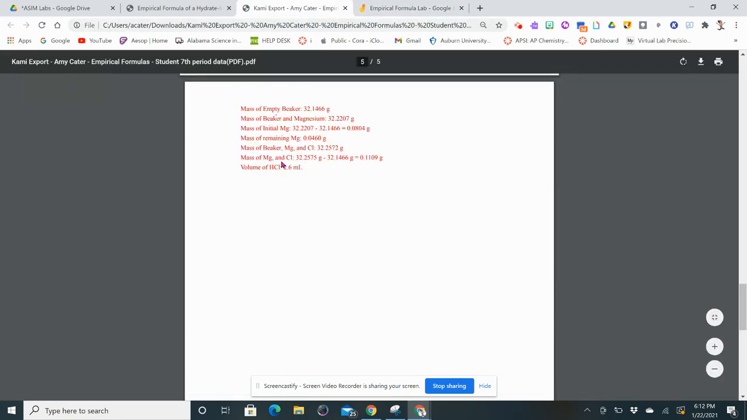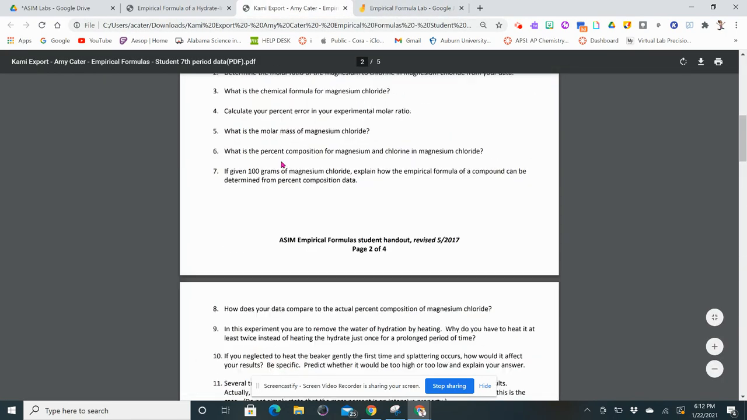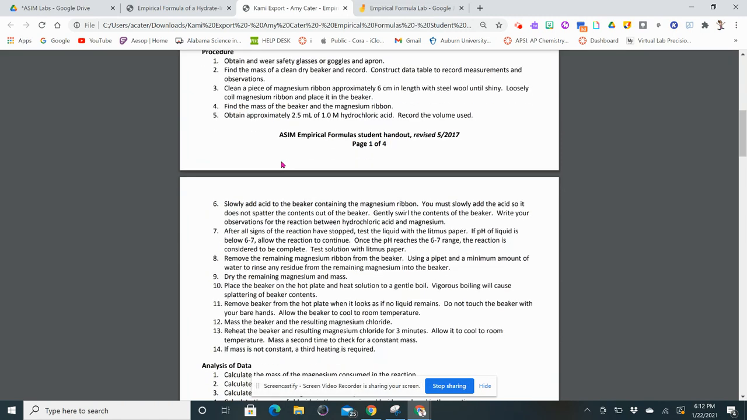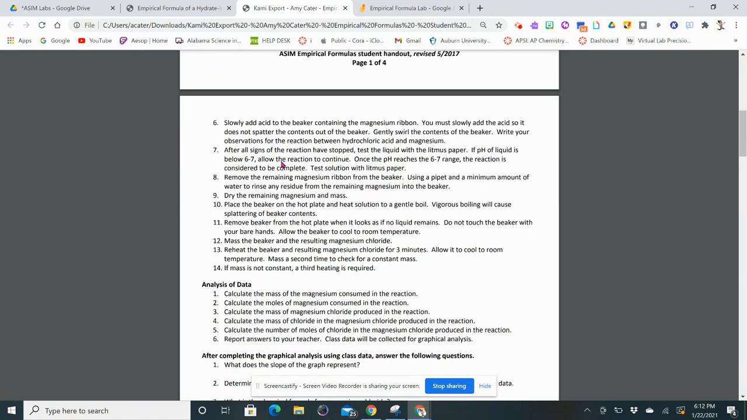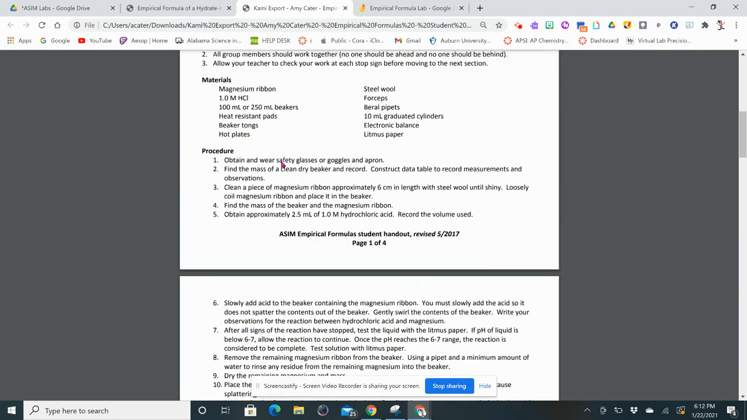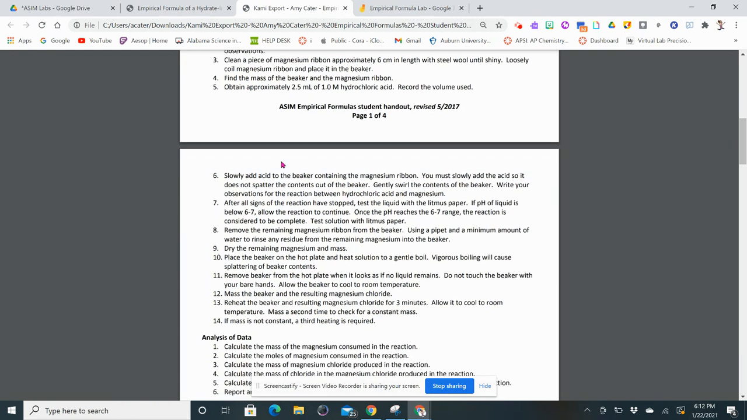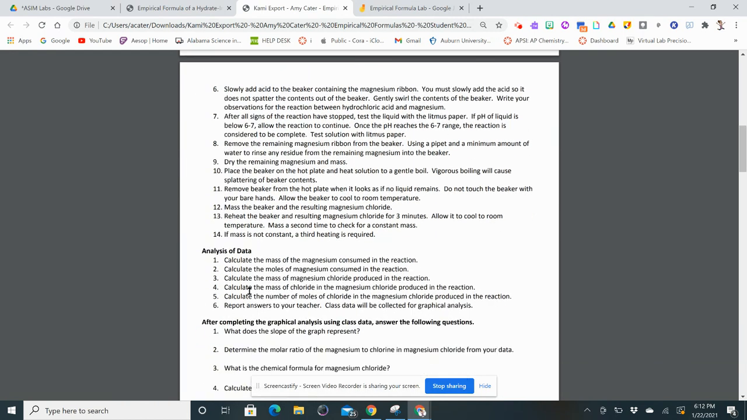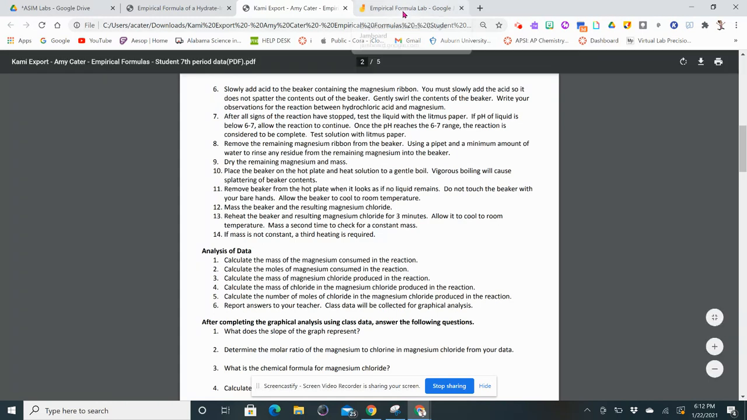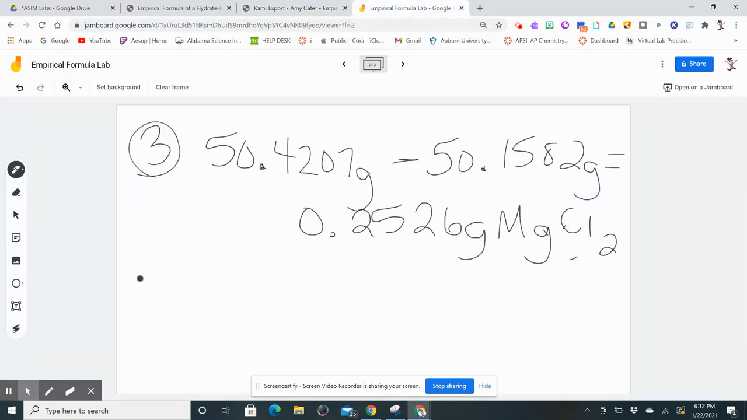Calculation number 4. Calculation number 4 down here is to calculate the mass of chlorine or chloride in the magnesium chloride that was produced from the reaction. Okay, so I'm going to put this one right here.